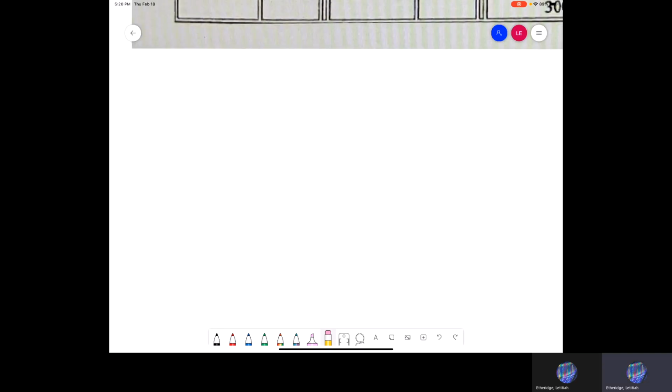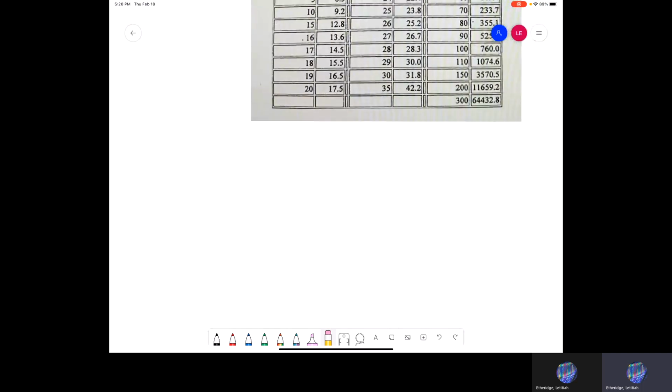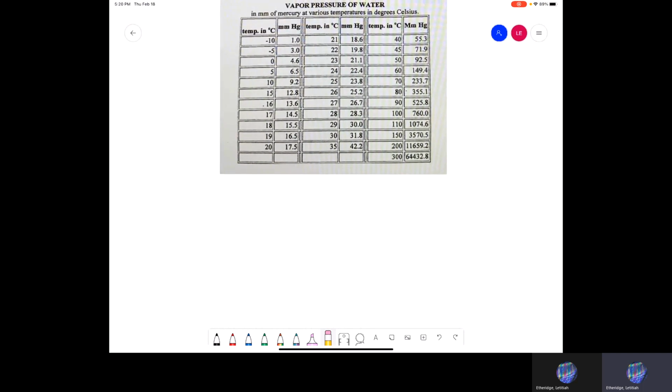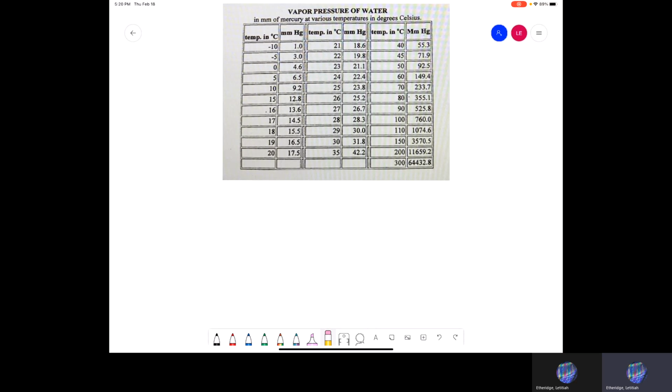Okay, everybody, I'm going to go over number 5 for you. Number 5 is talking about a gas that's collected over or by water displacement. Remember, your brain should say, you said water displacement, Miss E. That means that I am using my table up here to figure out something. I don't know what it is yet, but we will figure it out.